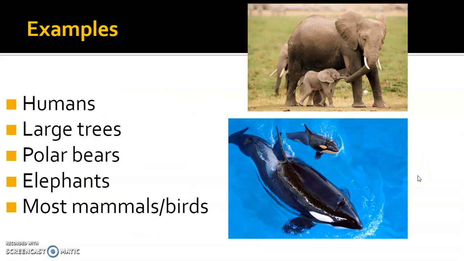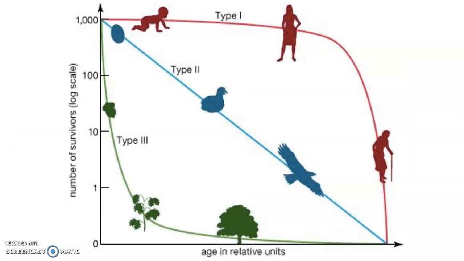So, what are some examples? Humans, we are K-selected species. Large trees, okay, where they produce later in life, and even though they don't care for their offspring, they do tend to have a lot more of their offspring survive. Polar bears, elephants, most mammals, or birds.